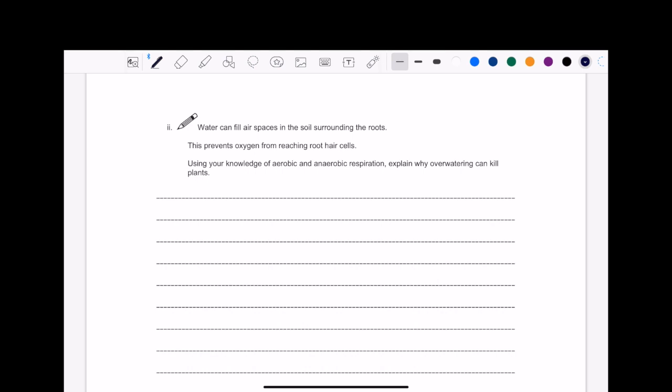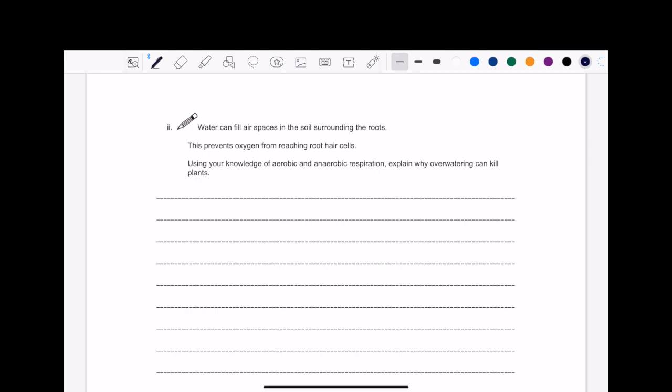Water can fill air spaces in the soil surrounding the roots. This prevents oxygen from reaching root hair cells. Using your knowledge of aerobic and anaerobic respiration, explain why overwatering can kill plants. I'm going to approach this, I'm going to say how it is really.